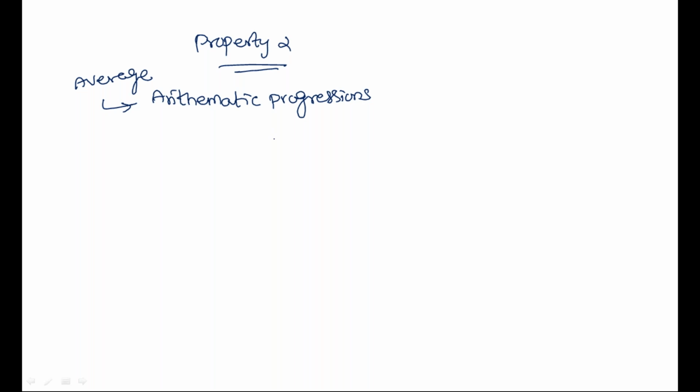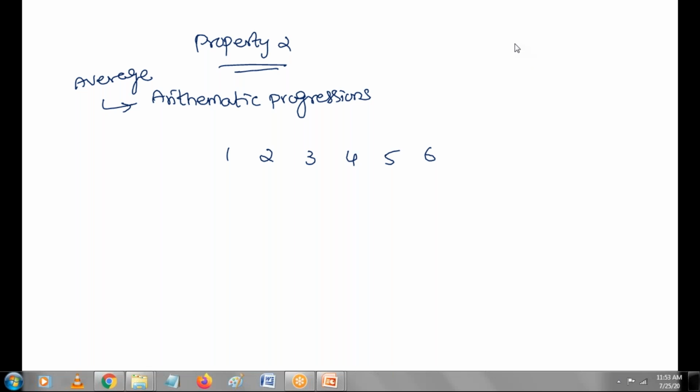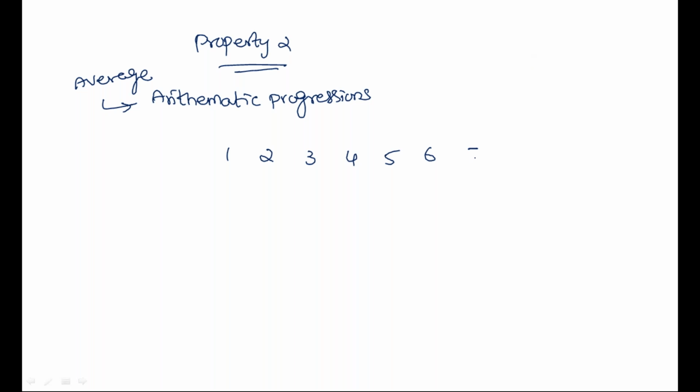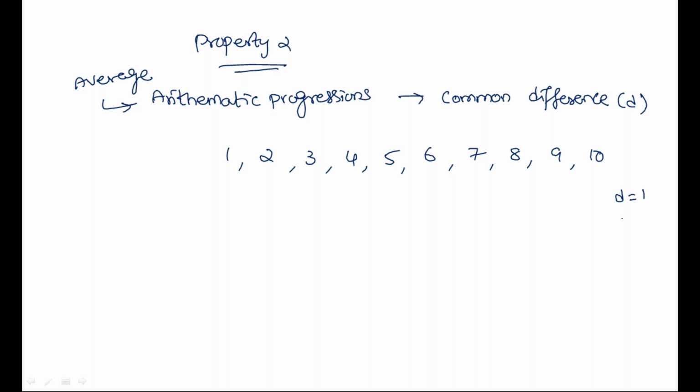Average for arithmetic progression. Now, friends, all of you just concentrate. Suppose if you have numbers 1, 2, 3, 4, 5, 6, 7, 8, 9, 10, up to these 10 numbers. Is this in AP or not? Are these numbers in AP? Yes, arithmetic progression meaning we require common difference between the consecutive numbers. The common difference I will say D. Common difference is 1. Yes, this is in AP, arithmetic progression.